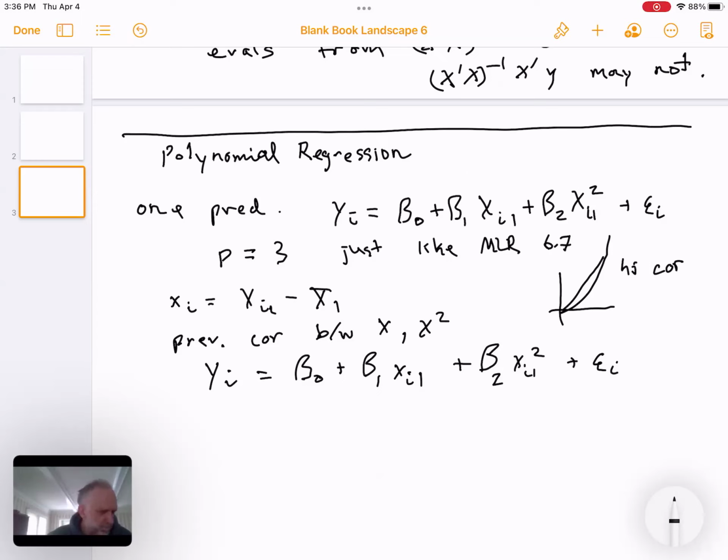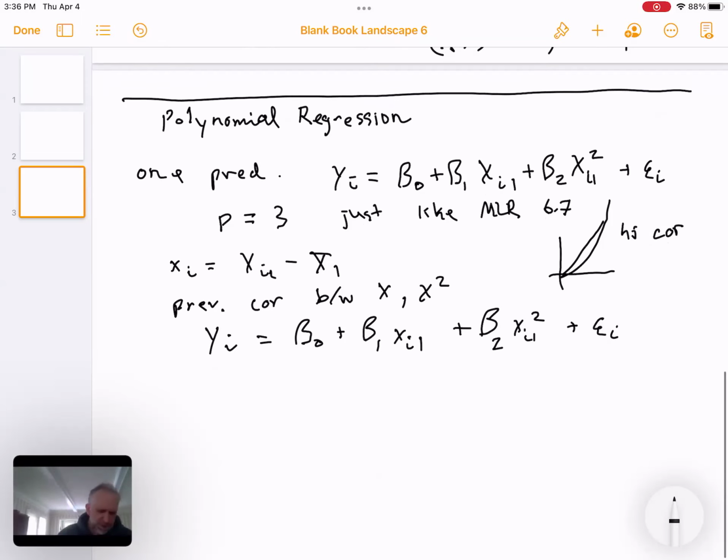Now, let's look at something. If you want to return to your regular estimated coefficients, then let's say we try to fit this model then. So let's say we fit this.